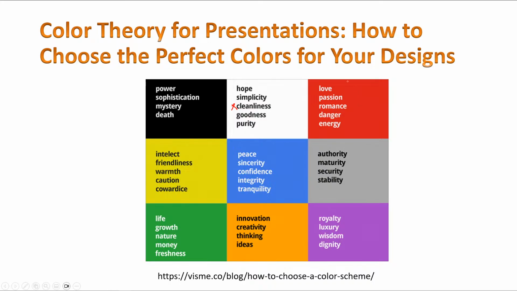That's why fast food will always have this color. Fast food restaurants, all the famous ones, like Pizza Hut, KFC, McDonald's, have this red color, probably because that's the feeling they want to incite in us: love, passion, romance, danger, whatever. Blue: peace, serenity, confidence, integrity, tranquility. I mean, that's true. I like blue just for the tranquil part of it.